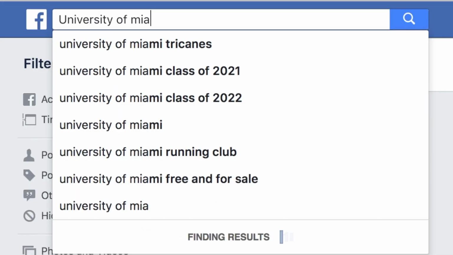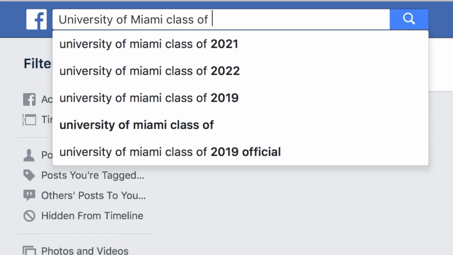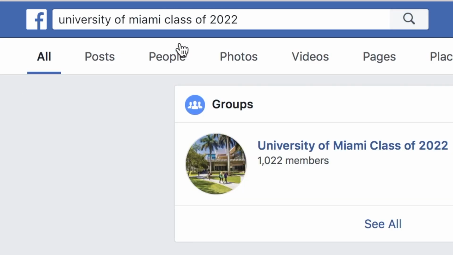Now if you know how to find your college Facebook group, it's pretty easy. Basically type the name of your school followed by class of and then the year that you're graduating from college. Now there might be some schools that don't offer a Facebook group page, but for the majority they do, mainly because they want people to start getting to know each other before classes start, and they want people to be able to find roommates easier.